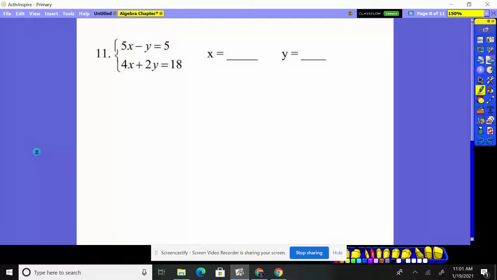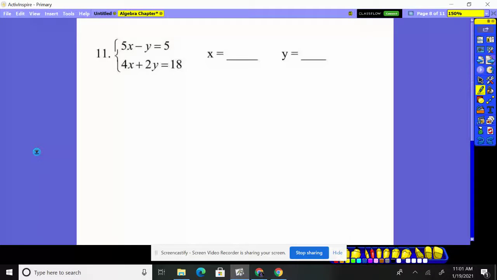Number 11. Well, it doesn't start off y equals something or x equals something, so I'm not going to be using substitution. So I know I'm going to need to use elimination. I'm going to need to add these guys together and make somebody disappear. Well, right now, if you add them, you're going to get 9x plus y equals what? 23. Does you no good.